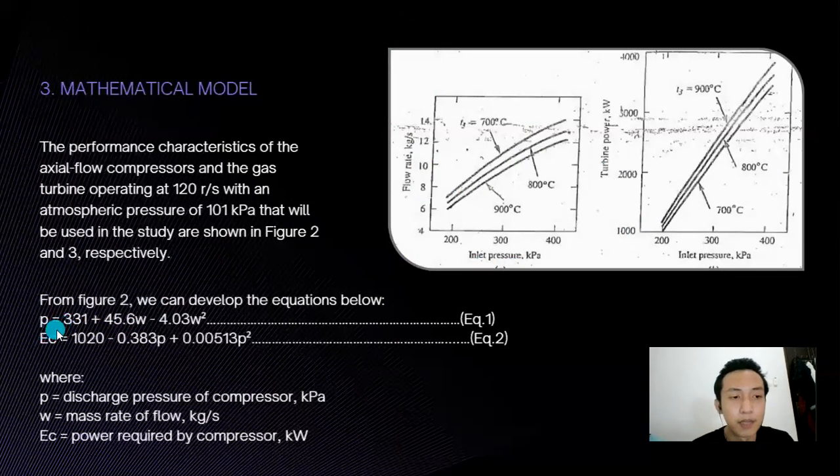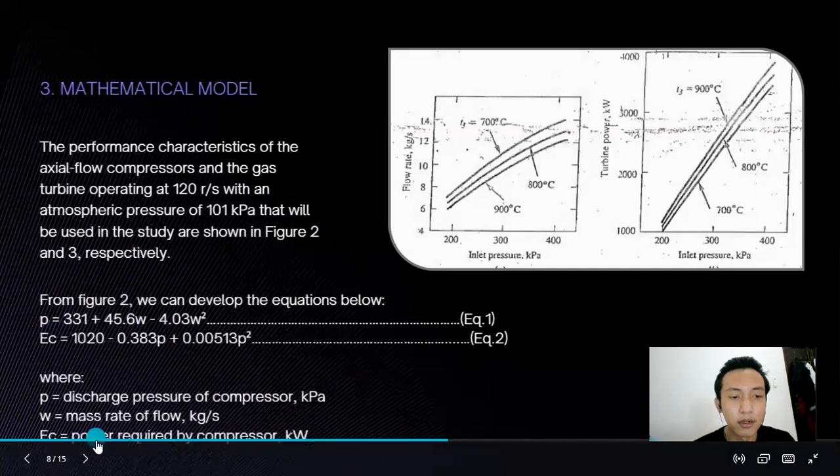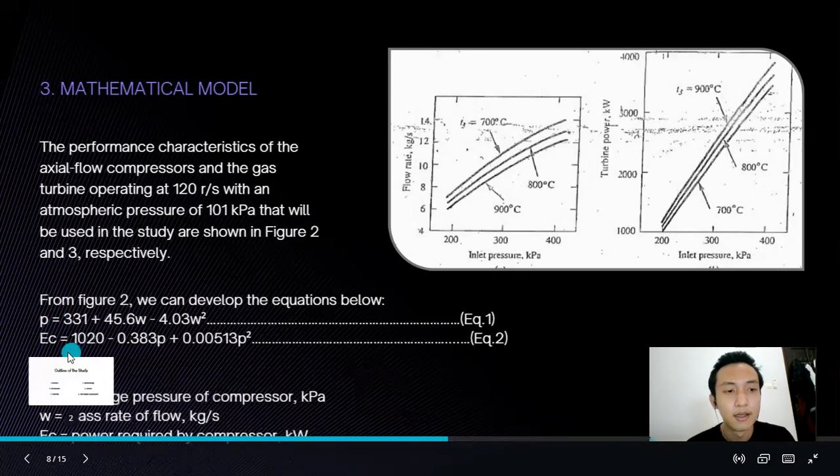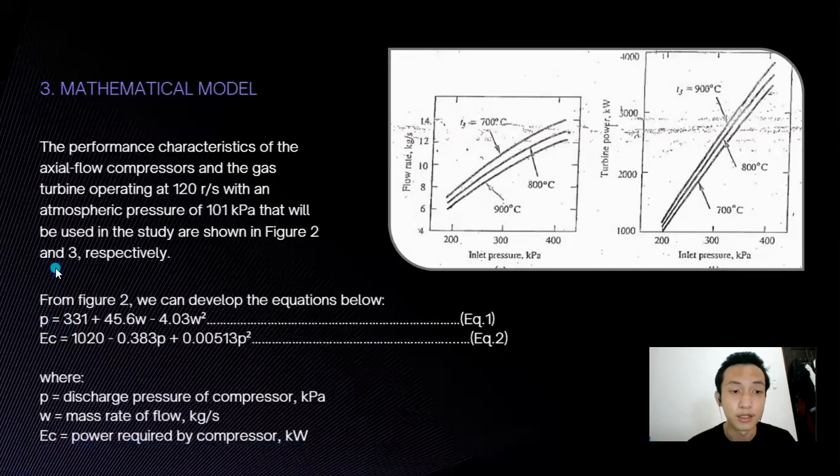We can obtain the equation P equals 331 plus 45.6 W minus 4.03 W squared. We have that as equation 1, and then we have the second equation, where EC, the power required by the compressor in kilowatts, equals 1020 minus 0.383 P plus 0.00513 P squared.